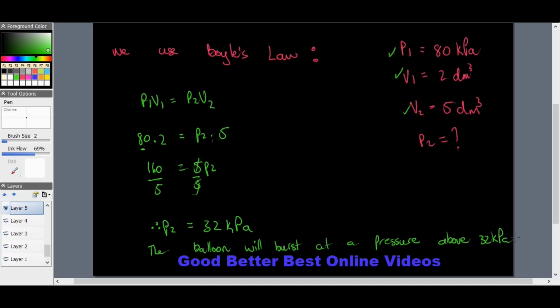Because 5 decimeters cubed is the maximum volume it can hold, it can only hold a maximum of 5 decimeters cubed at a pressure of 32. Anything above 32 with that volume, the balloon is gone. It will burst.